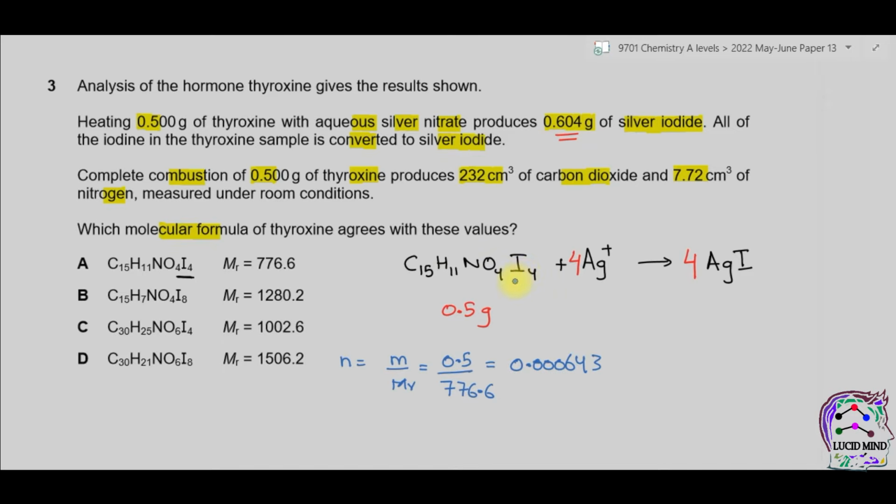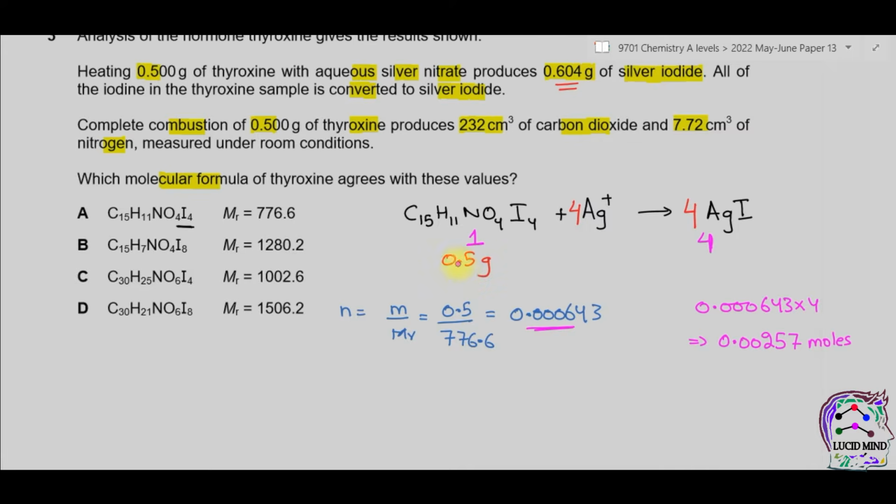Now according to the balanced equation, we can see we have 1 mole of thyroxine that forms 4 moles of silver iodide. So if we have this many moles of thyroxine, how much silver iodide is going to be formed? You can cross multiply or simply multiply with 4 because it is 1:4. So the number of moles of silver iodide will be 0.000643 times 4, so it is 0.00257 moles. This many moles of silver iodide is produced by reacting 0.5 grams of thyroxine with silver nitrate.